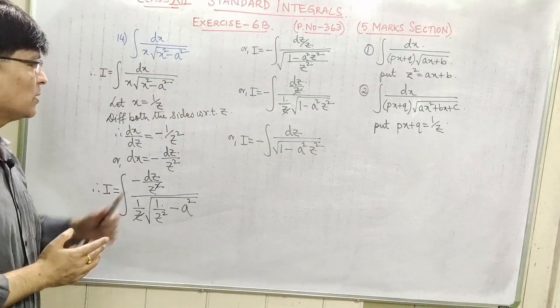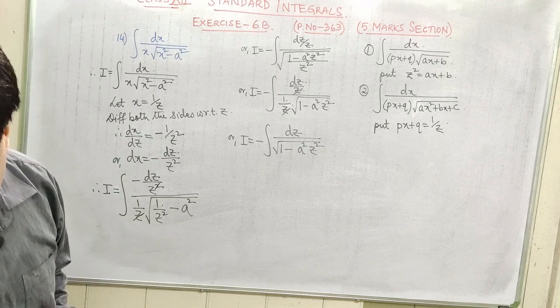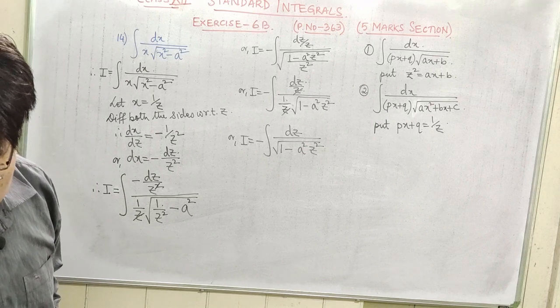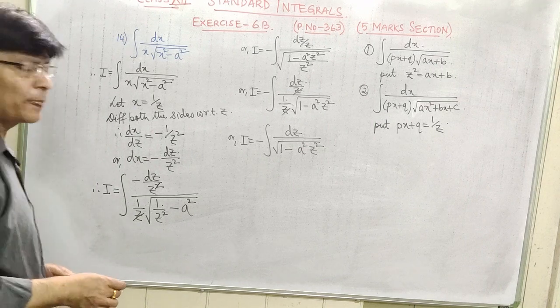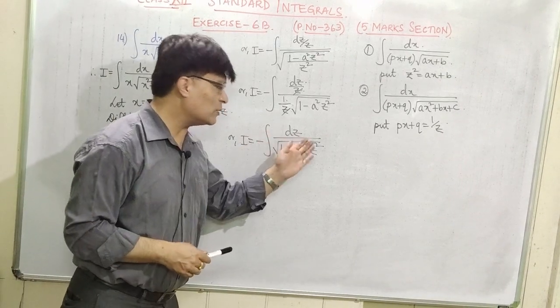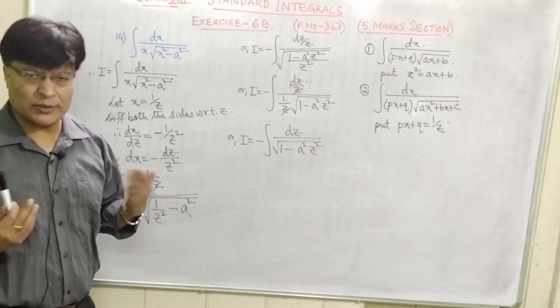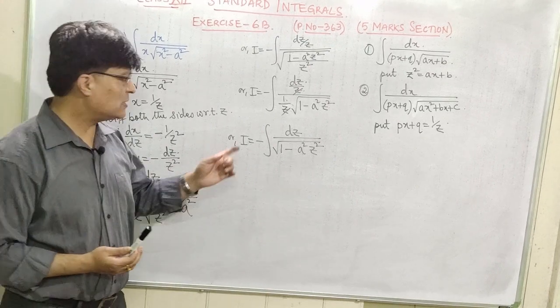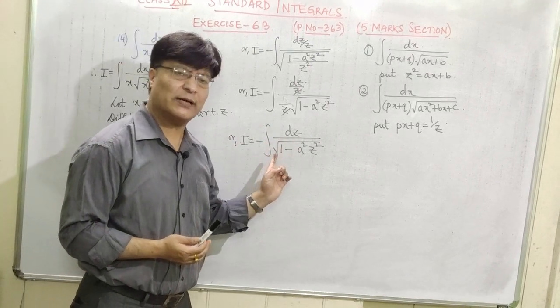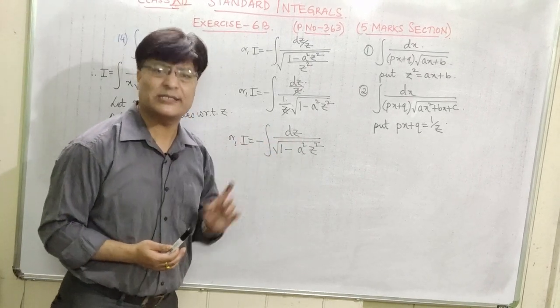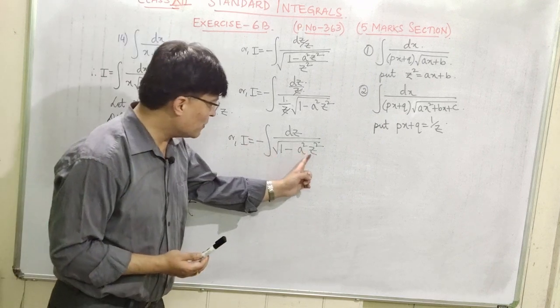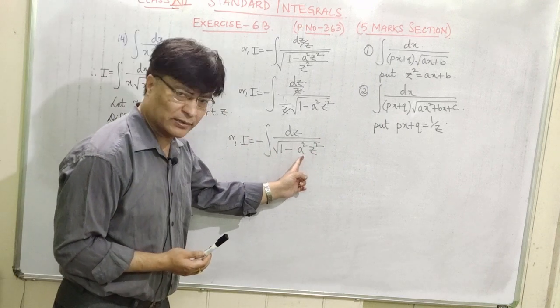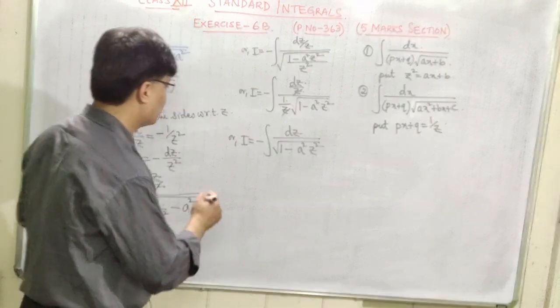Is that clear now? So now how will you integrate it? How can you integrate this function now? You have to convert it into standard integral form. You know the standard integral, isn't it? That is integration of dx divided by root over a squared minus x squared. So you have to make the coefficient of z squared 1 here. So you take a squared common.